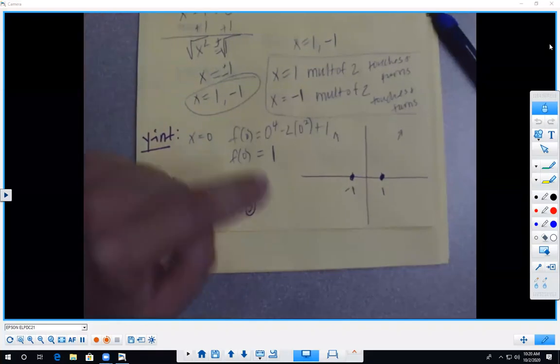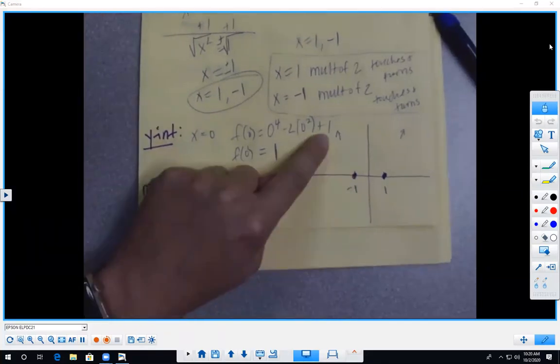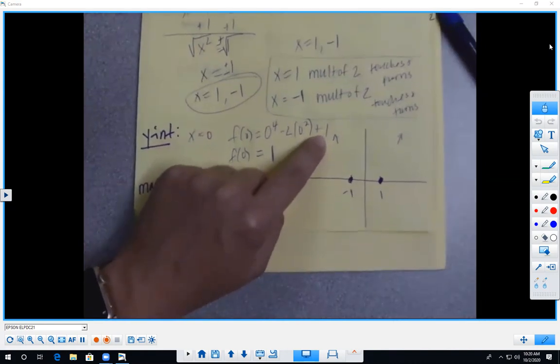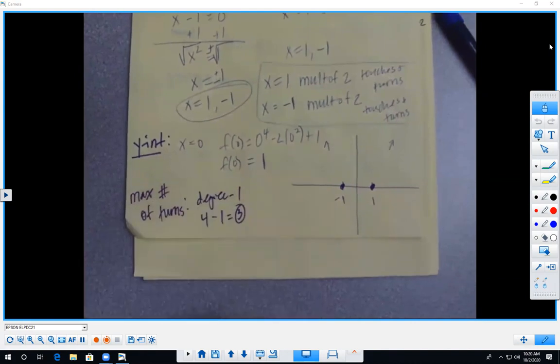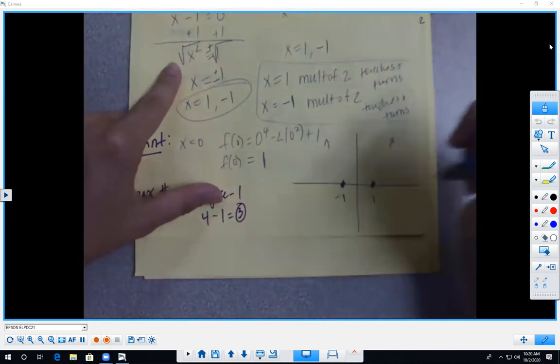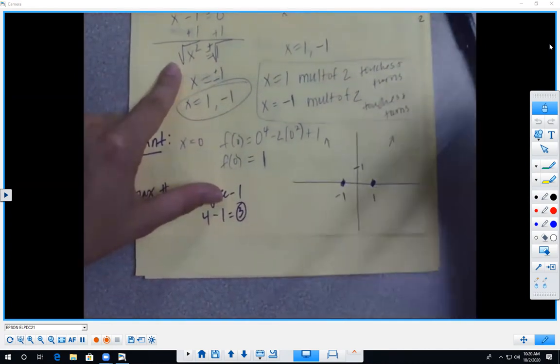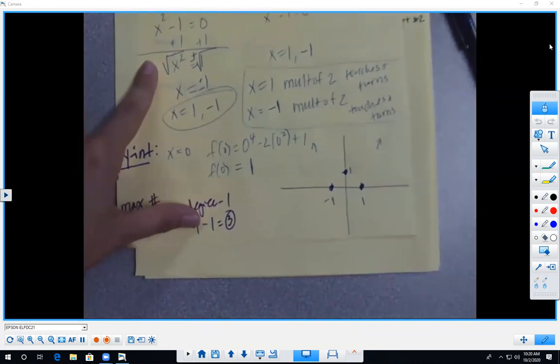Is it going to cross through my x-axis, or is it going to bounce off? Bounce off. Based on your end behavior, is it going to bounce up or bounce down? Bounce up, right? And you can go and put your y-intercept on there. Where's the y-intercept? (0, 1), right? So if this is 1 right here, that tells me exactly what it's going to look like. It's going to look like a W, right?